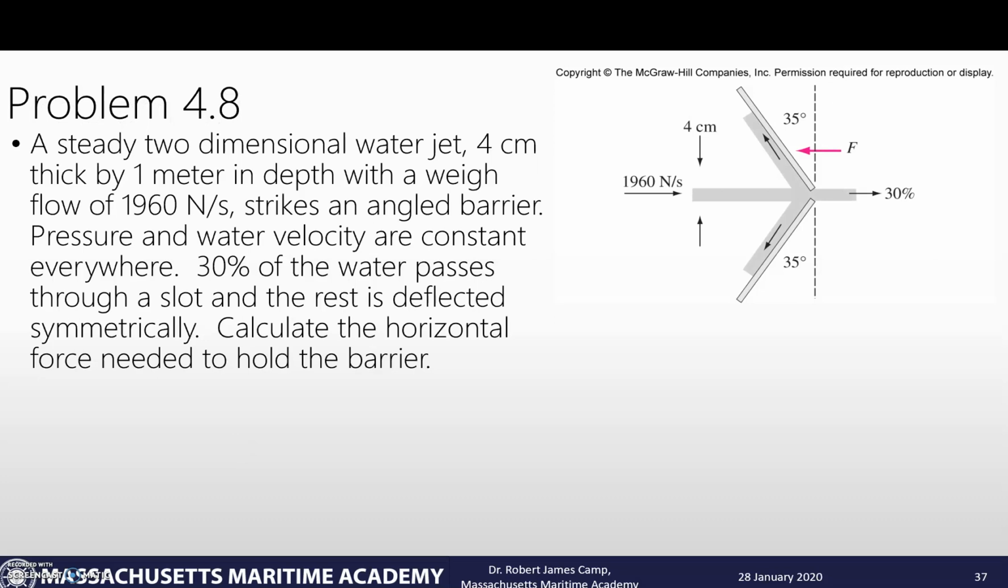This next one's a little bit trickier. There's more in it than just a couple little things. Once again, we're only going to look at horizontal force. I don't really care about the vertical force so much right now. And so you have a two-dimensional water jet, which just means it's a rectangle. It's 4 centimeters thick by a meter deep into the board. It has a weight flow rate. It's hitting this angled barrier. Some of it's being deflected away.